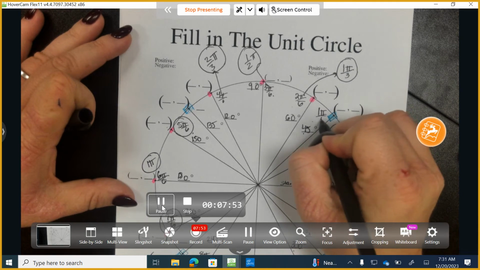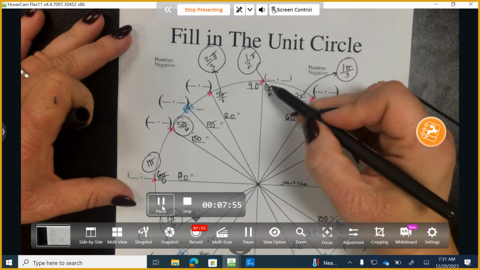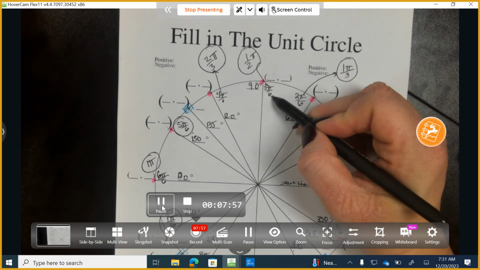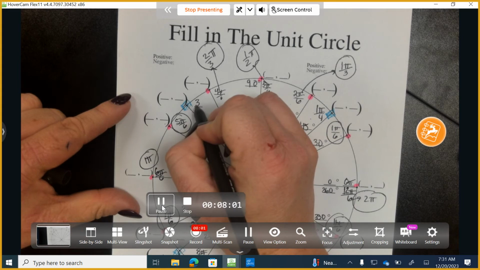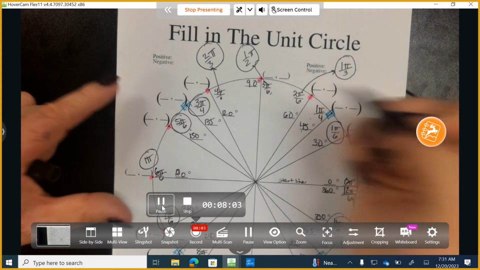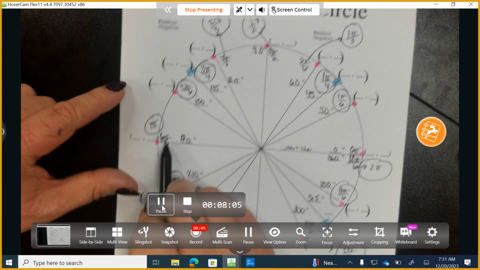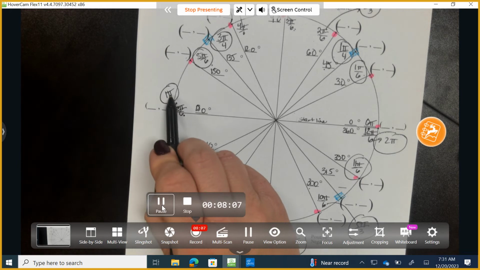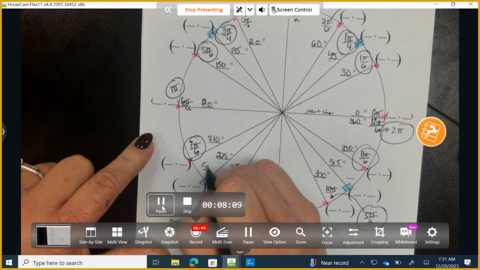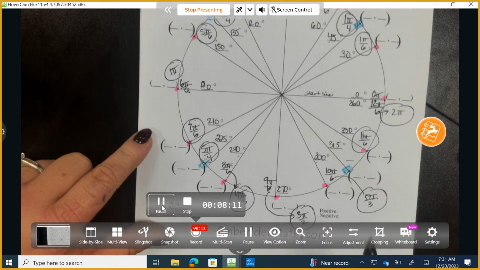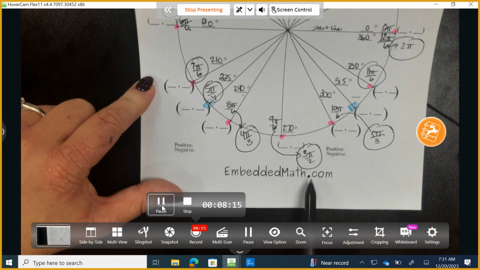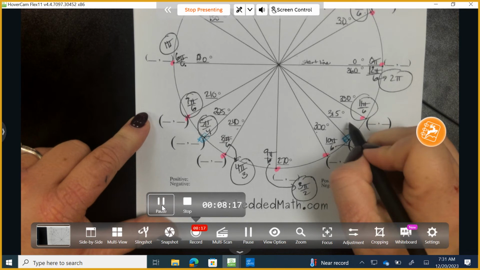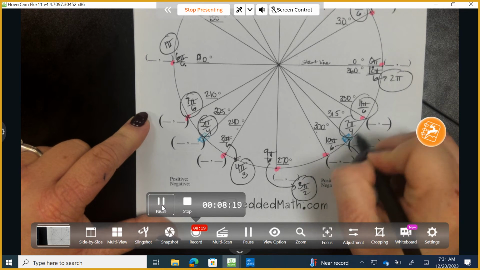1 pi over 4. Now this would be 2 pi over 4, but what is 2 over 4 reduced down to? 1/2. This is 3 pi over 4. It can't be reduced. This would be 4 pi over 4, which is the same as 1. This is 5 pi over 4, can't be reduced. Down below, this is 6 pi over 4, which is the same as 3 over 2. And this is 7 pi over 4.